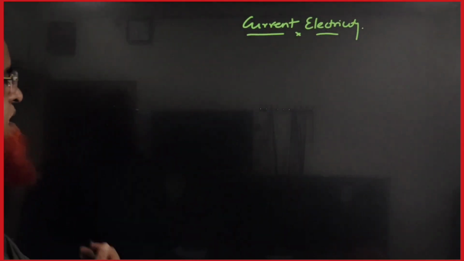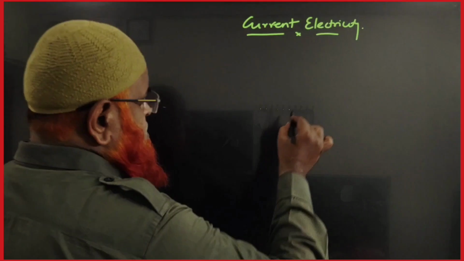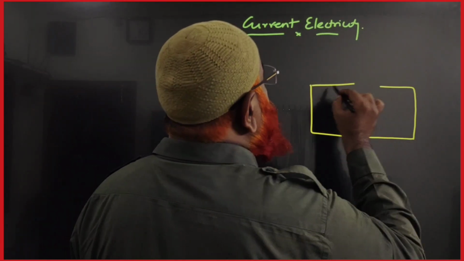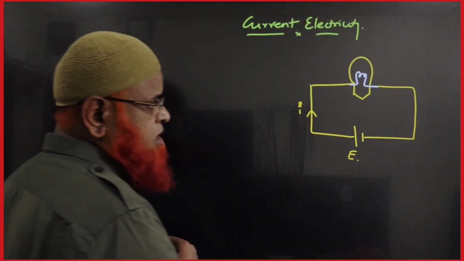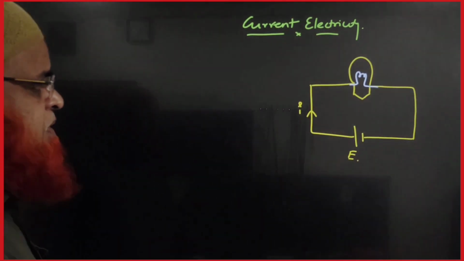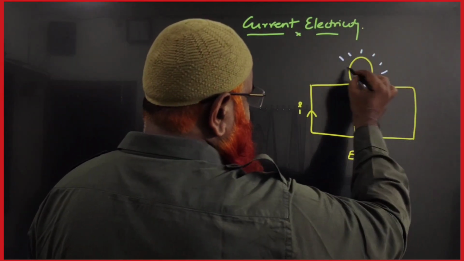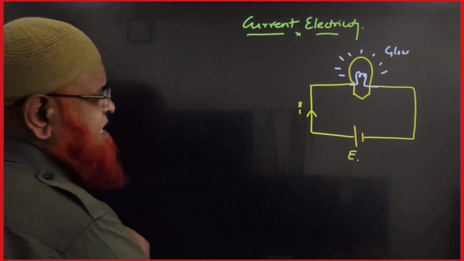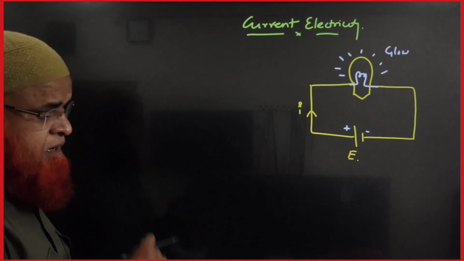So today we shall discuss the current electricity chapter. In this chapter, first of all, let us take a small example. I am taking a simple circuit having EMF E, and the current is passing through the wire. Let us imagine that there is a bulb here. When you connect this bulb to a battery, the bulb is going to glow, because the current is passing from higher potential to lower potential through the circuit.